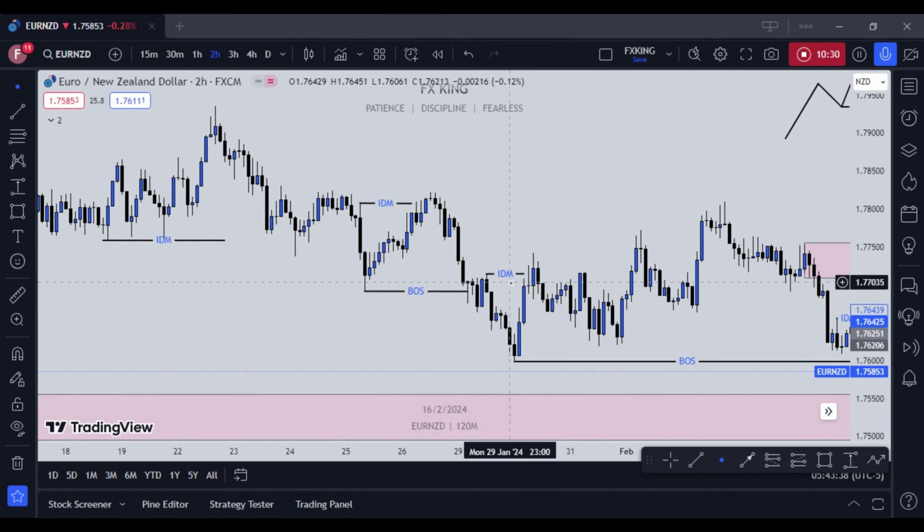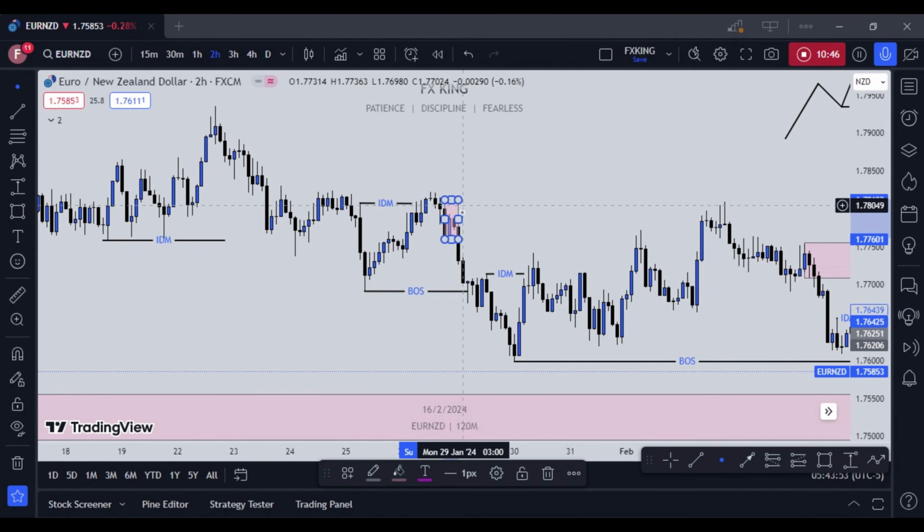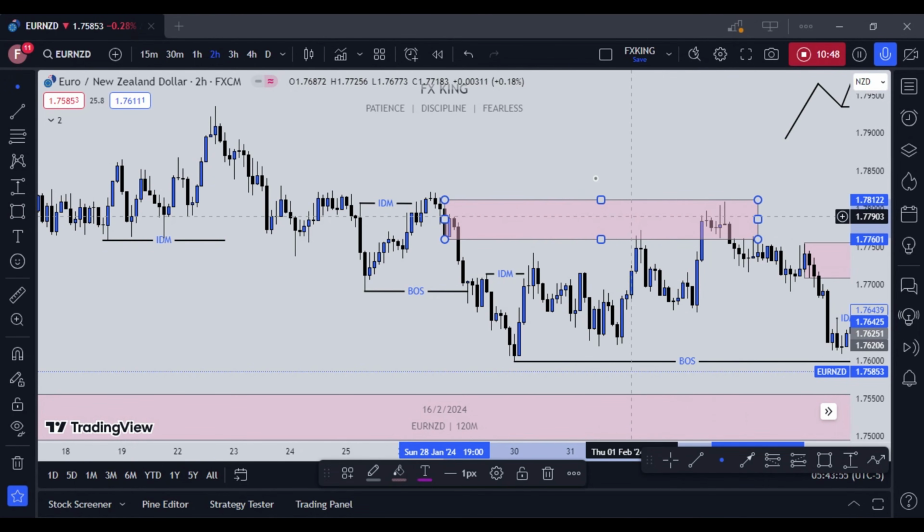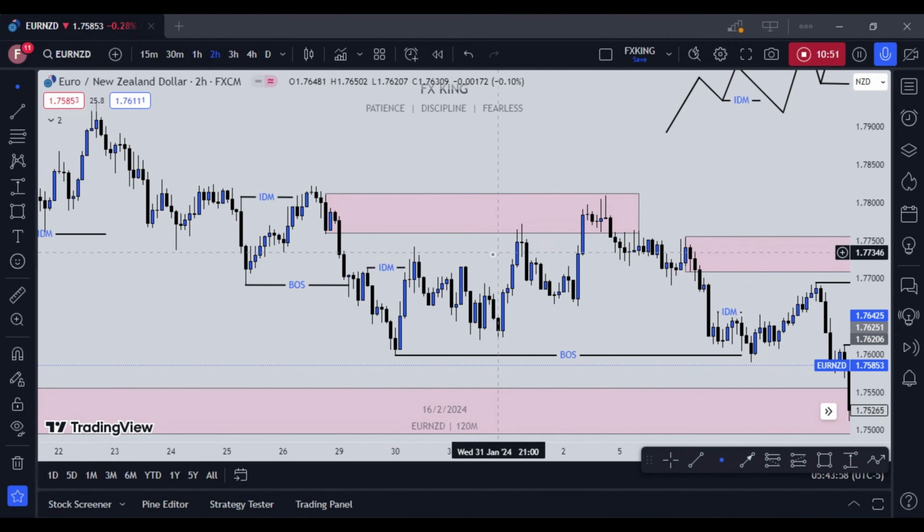Before price created this valid break of structure, price also created an inducement level here. When price took out this inducement level, we could start looking for our point of interest. We have this point of interest here, which is our order block in this case. From this zone, you can start looking for your entries. You can see that when price reacted into this order block, price dropped, breaking structure once more.